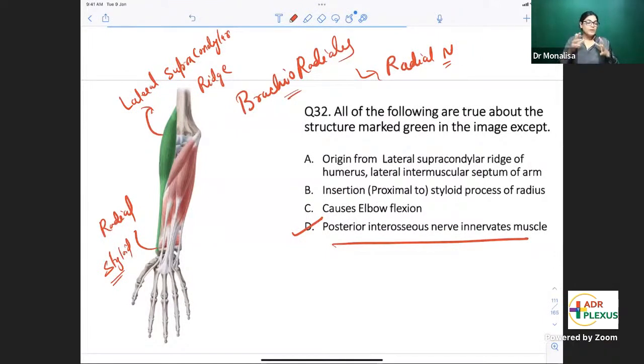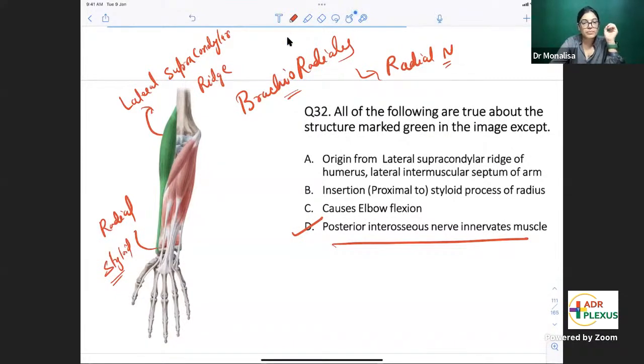So we know that in the extensor compartment, extensor carpi radialis longus and brachioradialis, these are the two muscles which are directly getting innervation from the radial nerve. It's not the posterior interosseous nerve which is providing the innervation. So directly it is getting innervation from the radial nerve. So that is the right answer.